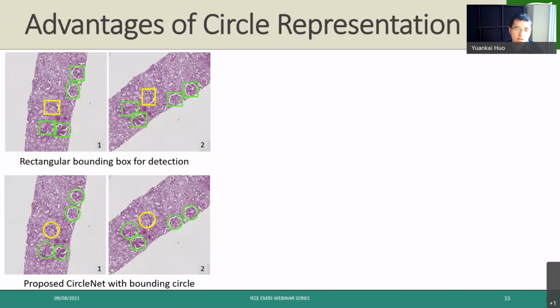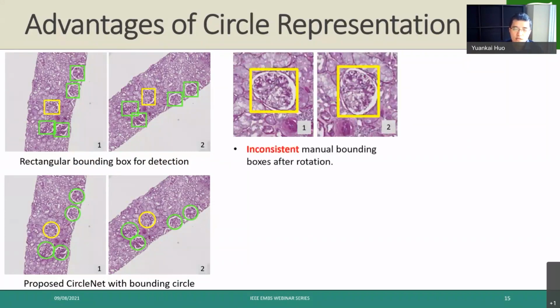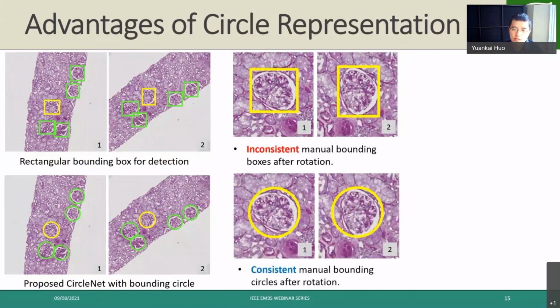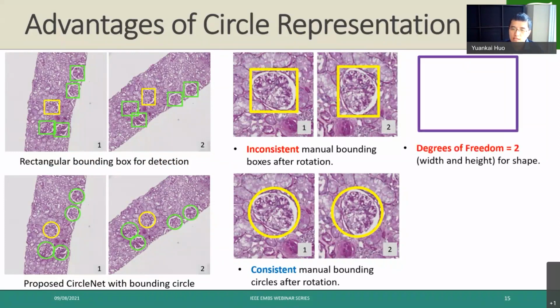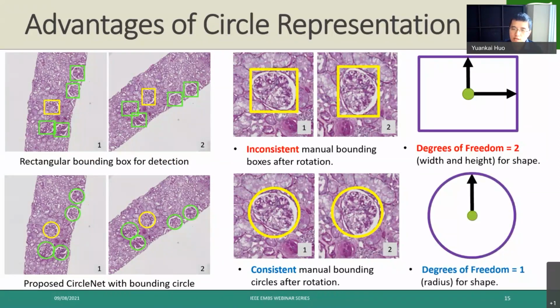Say we can apply a detection algorithm on the same tissue with bounding box representation and the circle representation. If we use a bounding box, we can see the inconsistency. If we use circle representation, the representations are quite consistent with each other. Another advantage is that now we have fewer degrees of freedom. We reduce the degrees of freedom to fit a detection object from 2 to just 1. So in that case, it will potentially also increase the precision of the detection because the task is simpler.